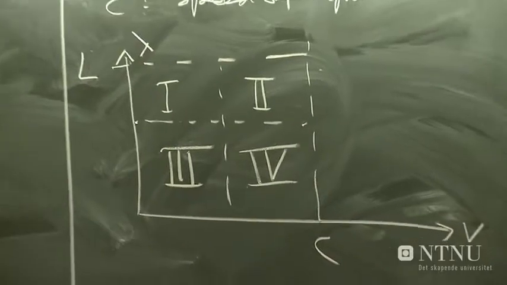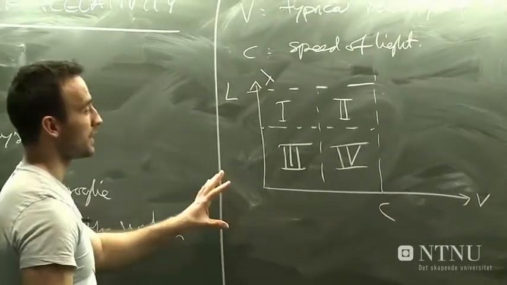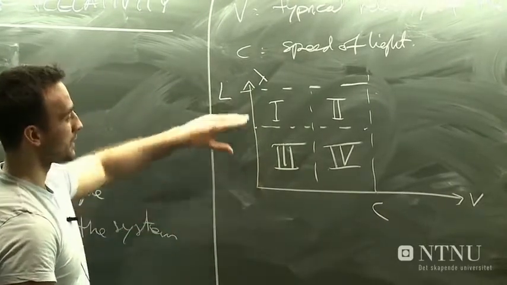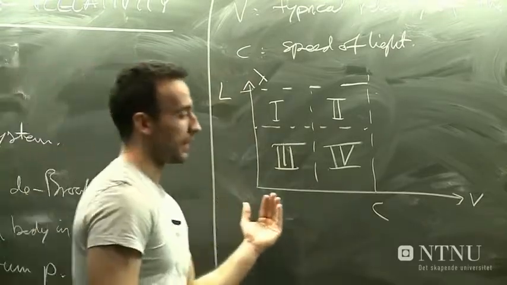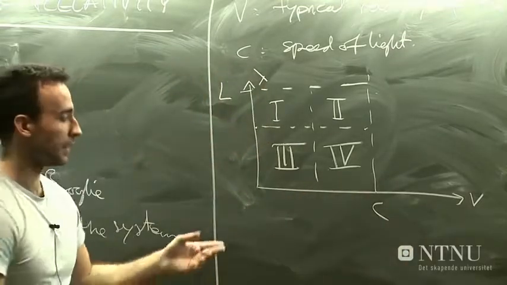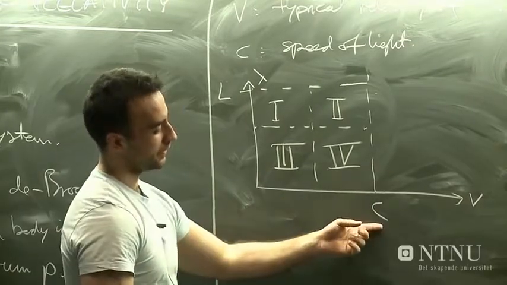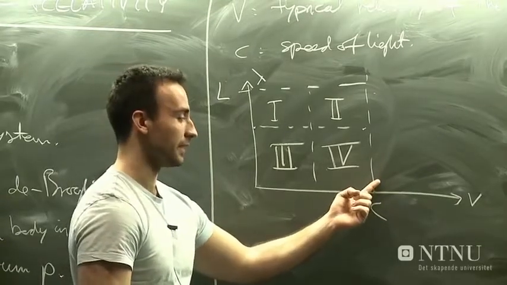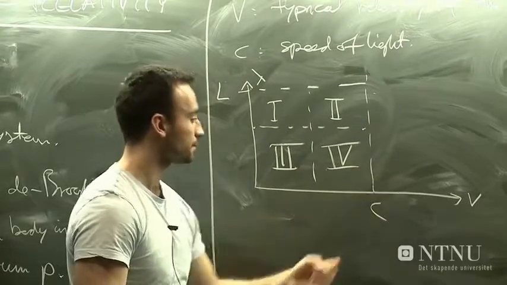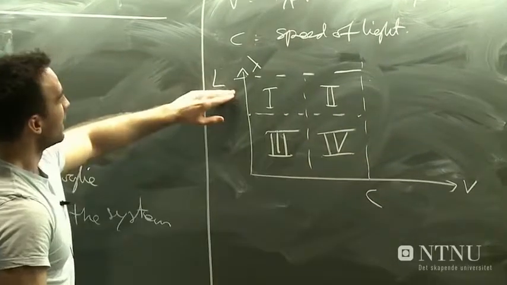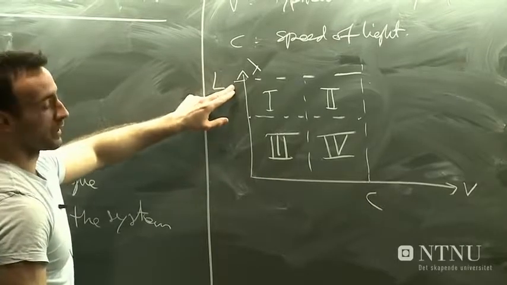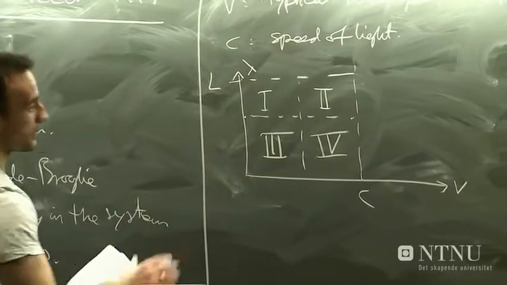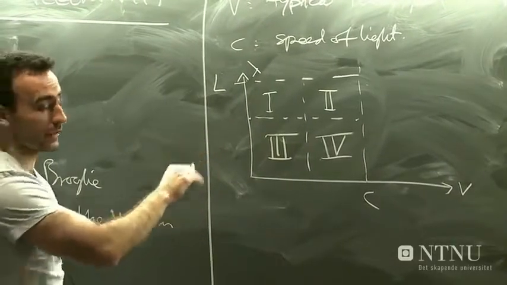So assume then that all the physical systems of interest can be plotted into this diagram. We have the size of the system along this axis, and we have the velocity associated with the bodies in the system along the x-axis. And we have in particular the speed of light here. Nothing, as far as we know by now, should exceed the speed of light, so nothing is out of here. And L is, in principle, not limited, but let's just make a cutoff here. Then we can divide the physics into four different regions.